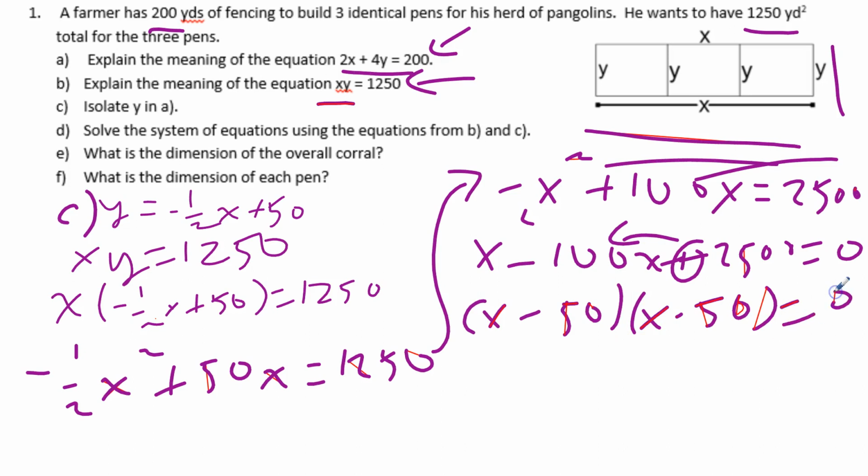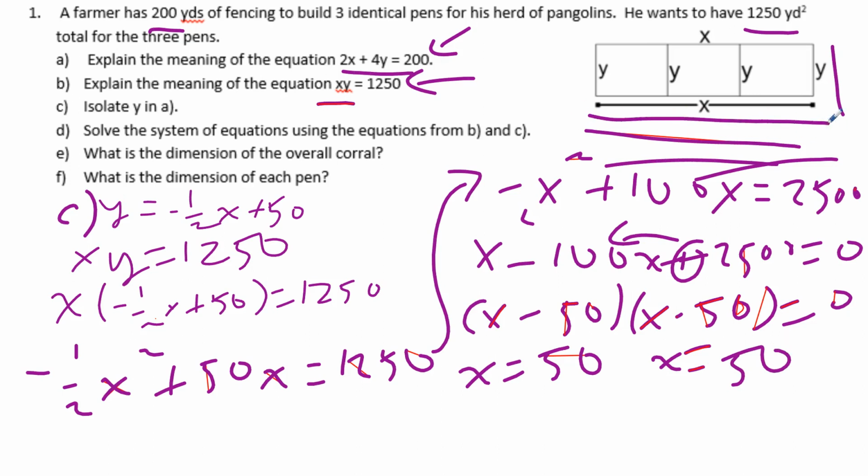And again, to check it, I would FOIL this out. It would work. And so I would get, from the first parentheses, x would equal 50, and from the second parentheses, I get the same answer of x equals 50. So there's only one answer for x. The dimension has to be 50 yards across.